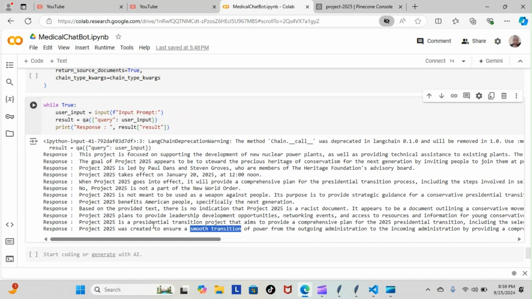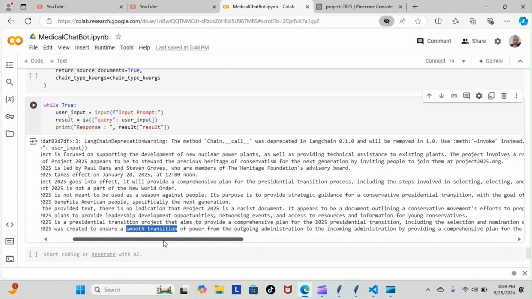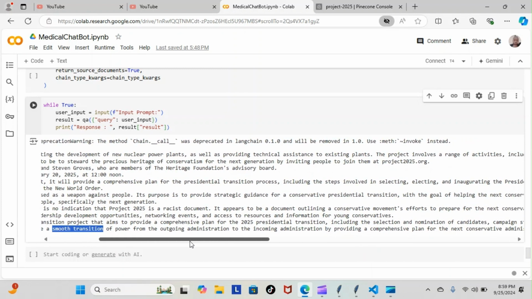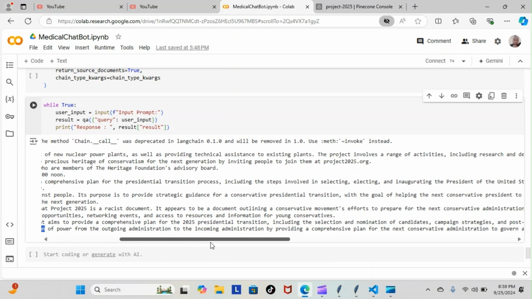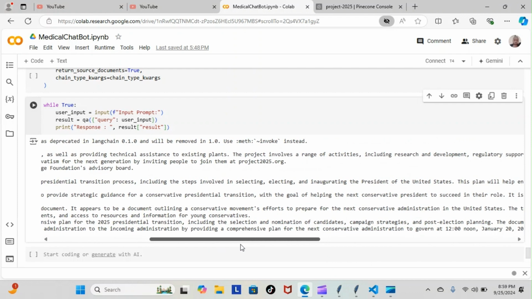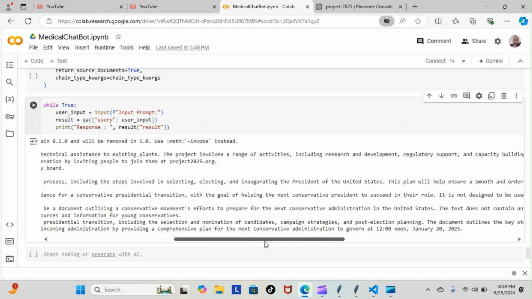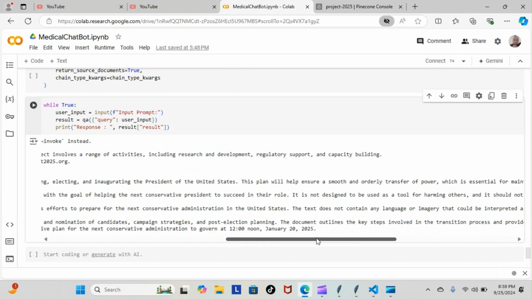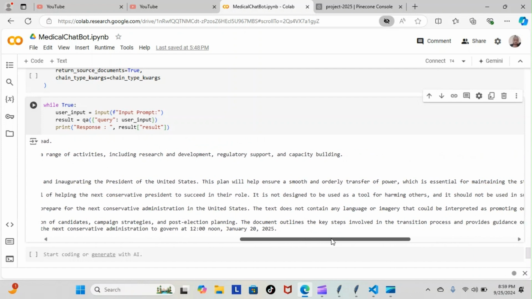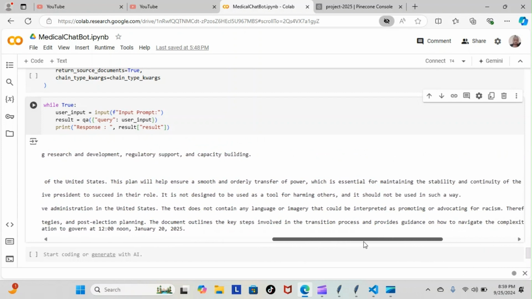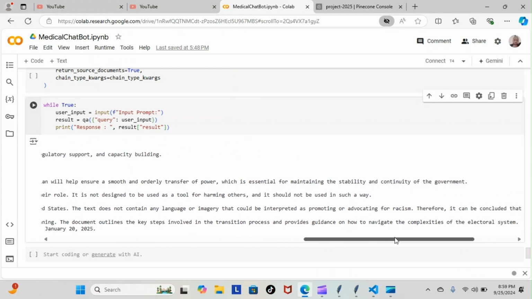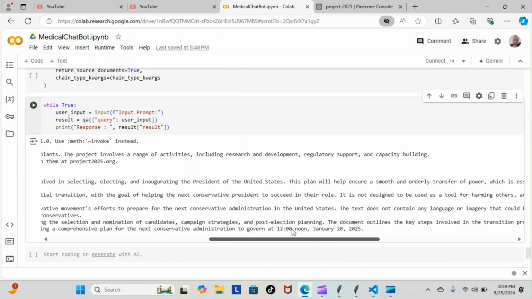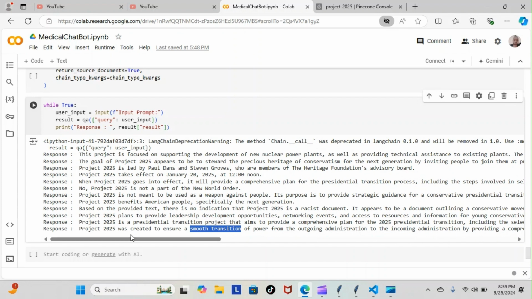And the last two I can't recall, but I'll read them anyway. Project 2025 is a presidential transition project that aims to provide a comprehensive plan for the 2025 presidential transition, including selection and nomination of candidates, campaign strategies, and post-election planning. The document outlines the key steps involved in the transition process and provides guidance on how to navigate the complexities of the electoral system.